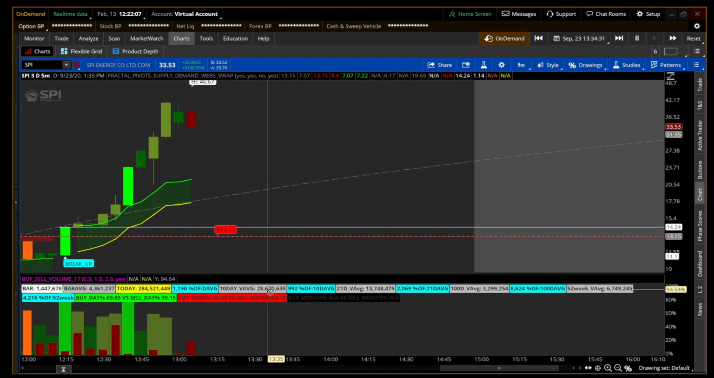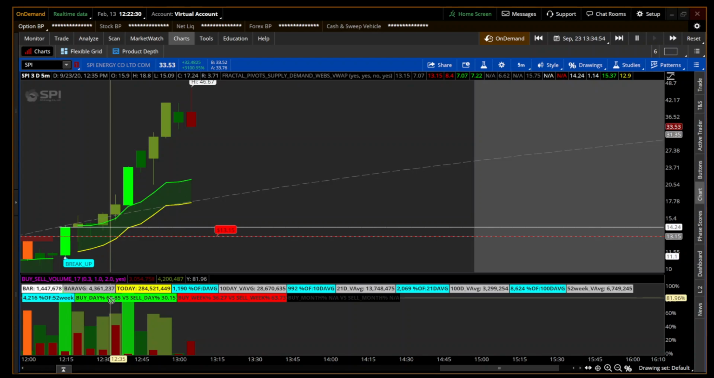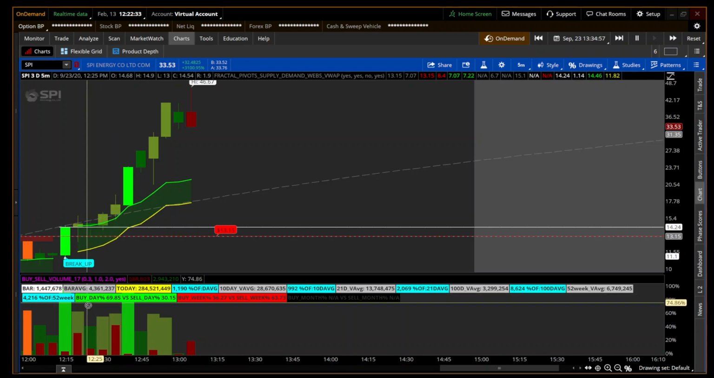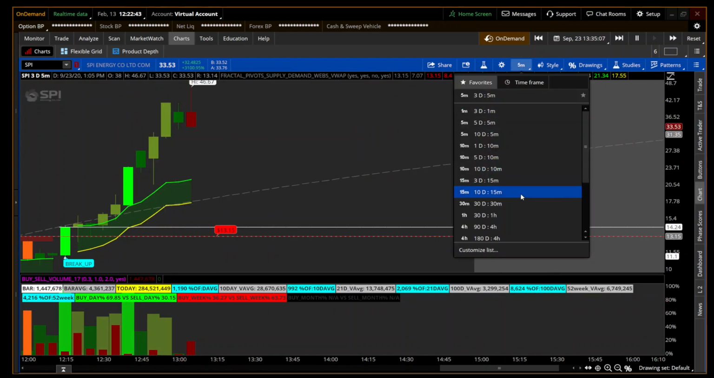So the 10-day average volume is 28,670,000, and it's using 992% of that. There's also the 21-day average volume with a percentage of that, the 100-day average volume, and the 52-week average volume as well, and it's using most of that as well. So it's way above. And this right here is today. If we go to the daily, the buy sell percentages at this point in time are roughly 70 and roughly 30% buying and selling.